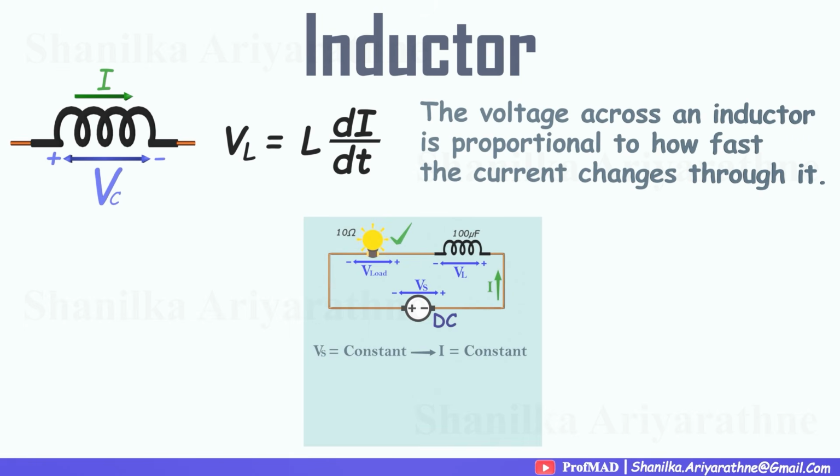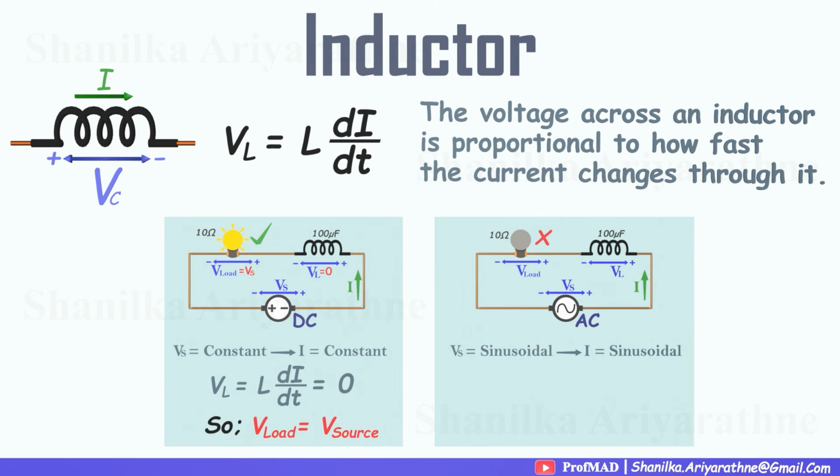When the supply voltage is constant, like DC, the current eventually becomes constant too. And once the current stops changing, the voltage across the inductor becomes almost zero. So the inductor behaves nearly like a short circuit. That's why the bulb glows brightly in the DC circuit. It's almost as if the bulb is connected directly to the power source.